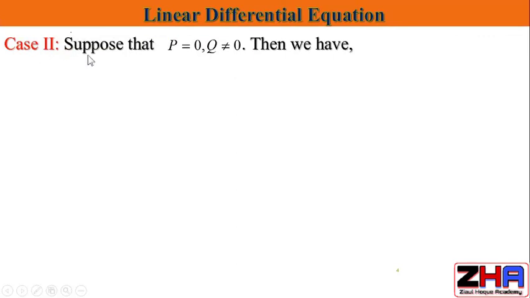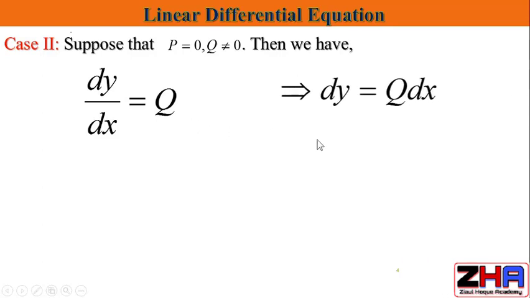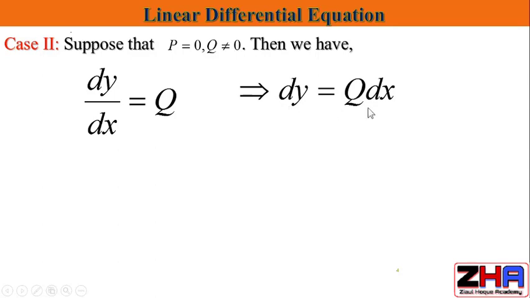Case 2. Suppose that p is equal to 0, q not equal to 0. Then we have dy by dx is equal to q, which implies that dy is equal to q dx. And after integration we have y is equal to c plus integration of q dx.